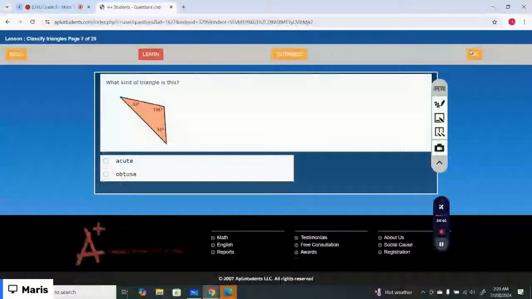What kind of triangle is this? Which is the correct option? The correct option is obtuse angle, right? Because one of the angles is more than 90 degrees, so that is an obtuse triangle.